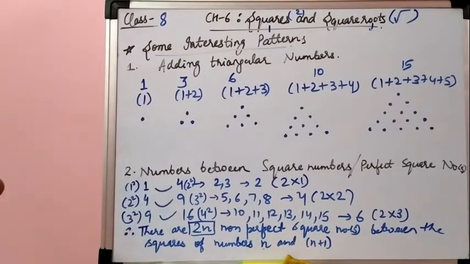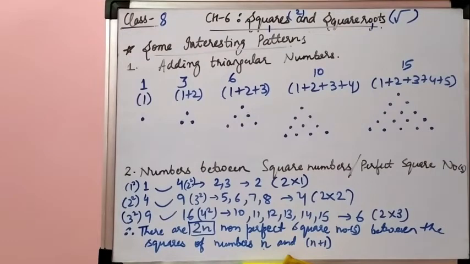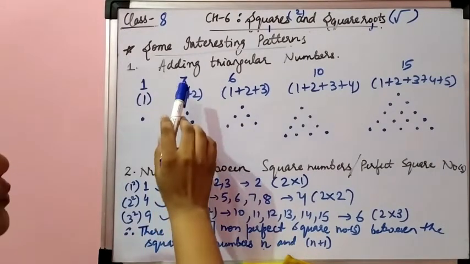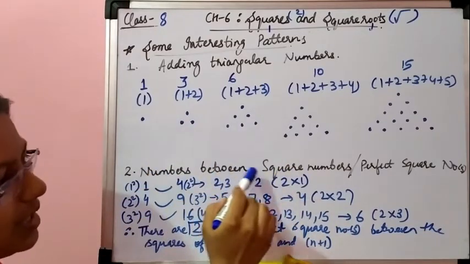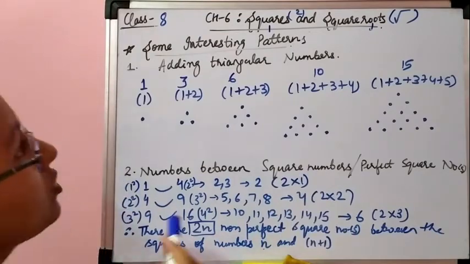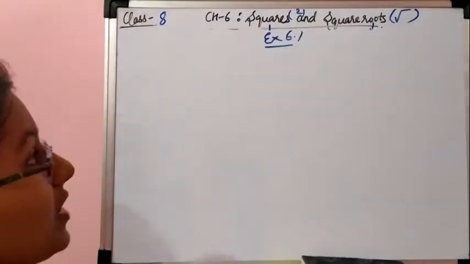Now based on that we can do some questions, related to whatever patterns and topics we have discussed. Now we will do questions of exercise 6.1 related to these only. Now, what are triangular numbers and how many numbers are there between two consecutive square numbers. So let's start some questions of exercise 6.1.